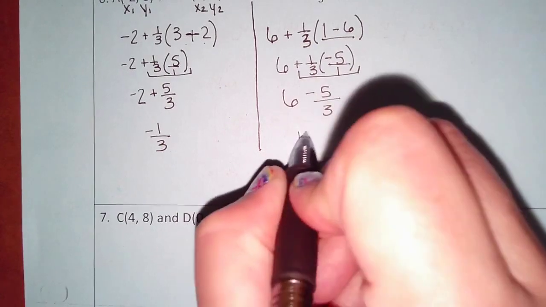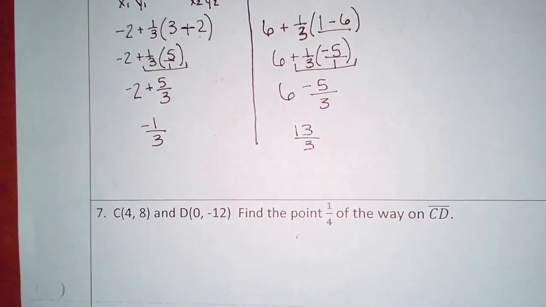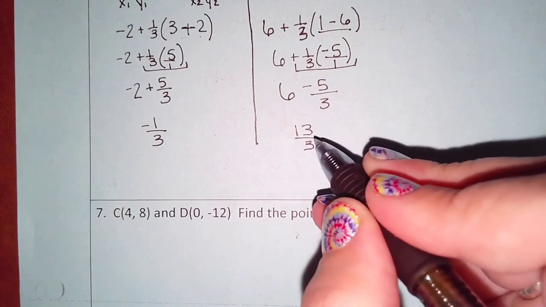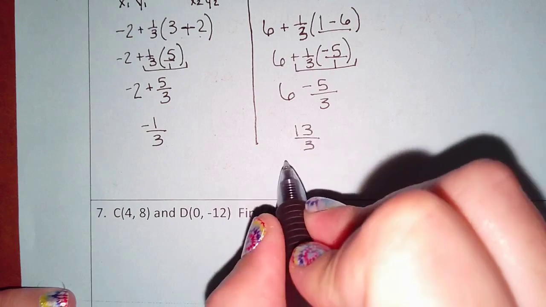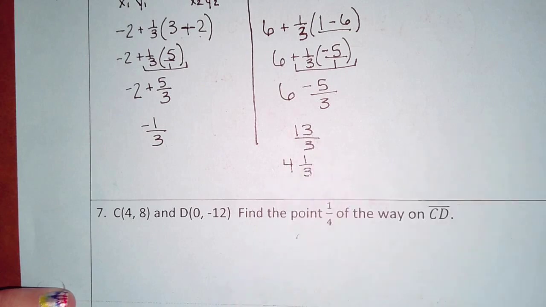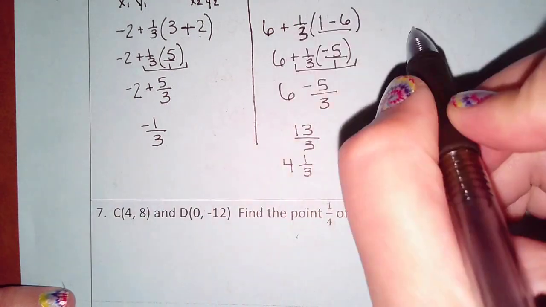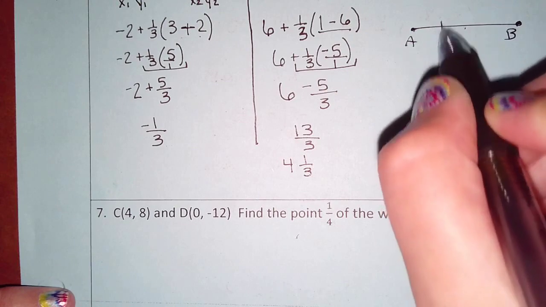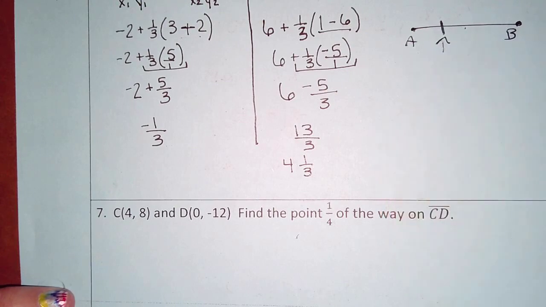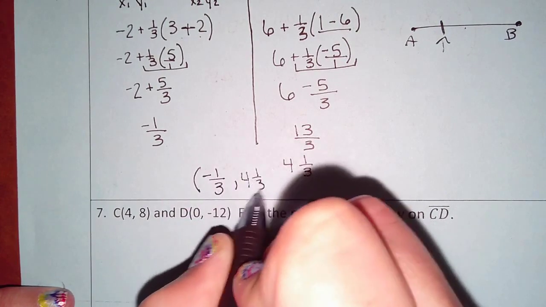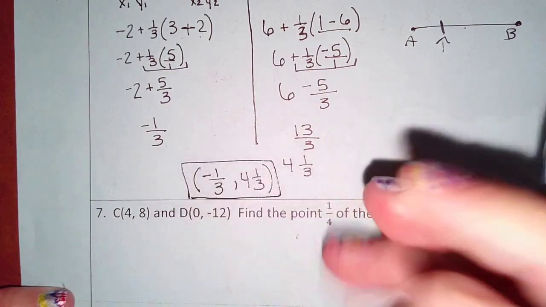So 13 over 3. We can make that a mixed number. So how many times does 3 go into 13? It goes in 4 times. And what's left over? 4 times 3 is 12. So there's 1 left over to get to 13. It's been a while since you've done that probably. So the point that's 1/3 of the way from A to B, so here's A, here's B, halfway would be around here, so we're looking about 1/3. So we're looking for the ordered pair that's about here. That ordered pair's coordinates are -1/3, comma 4 1/3. I wouldn't count you wrong if you left it as 13 over 3 though.